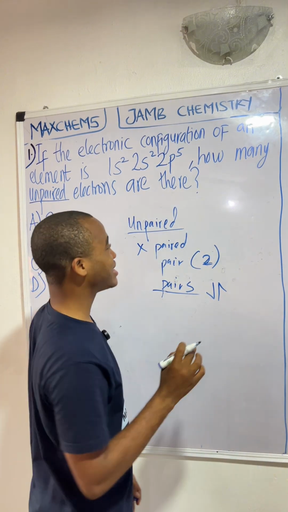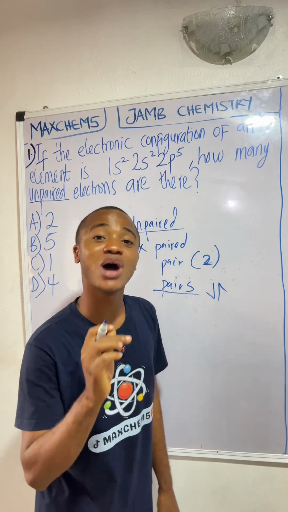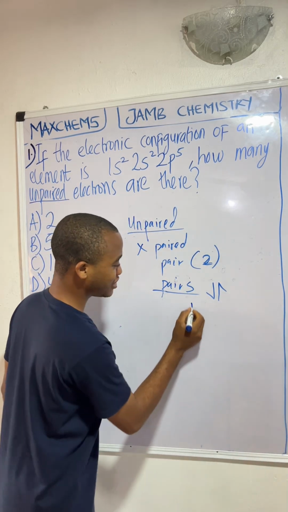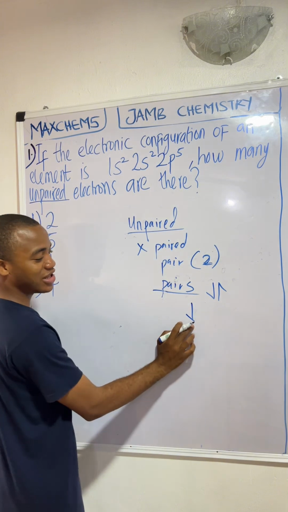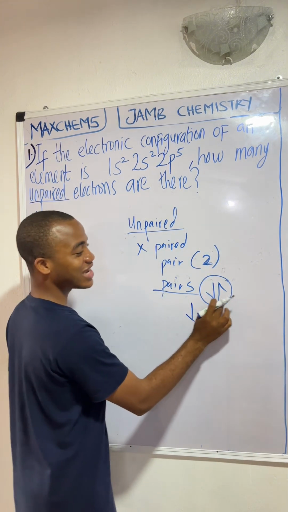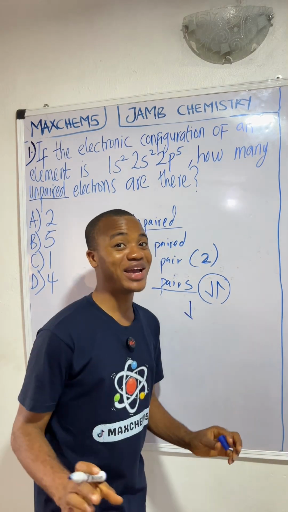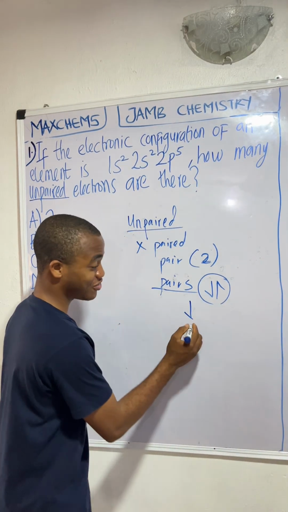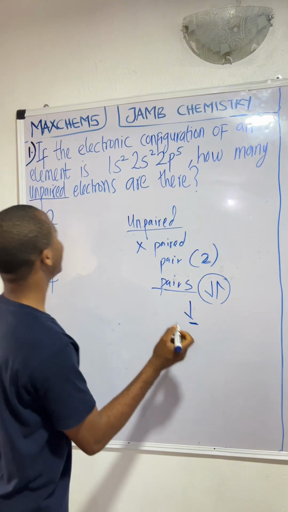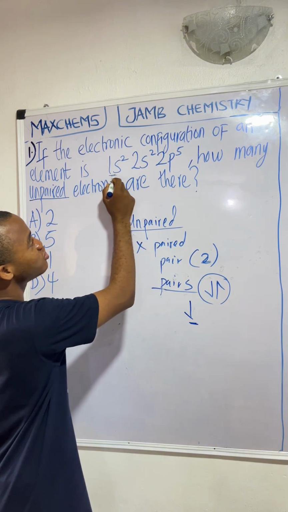So now when they say an unpaired electron, that means one electron that is standing on its own and does not have a partner. If you have something like this, it is an unpaired electron. If you have something like this, it is a paired electron. It has a partner, two. But if it is unpaired, it's only one. So anytime I say an unpaired electron, you should know I'm talking about something like this. Now let us quickly move to the main question. You can see the question and the electronic configuration.